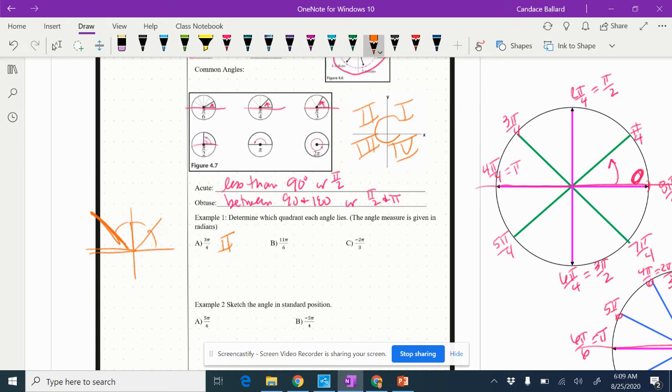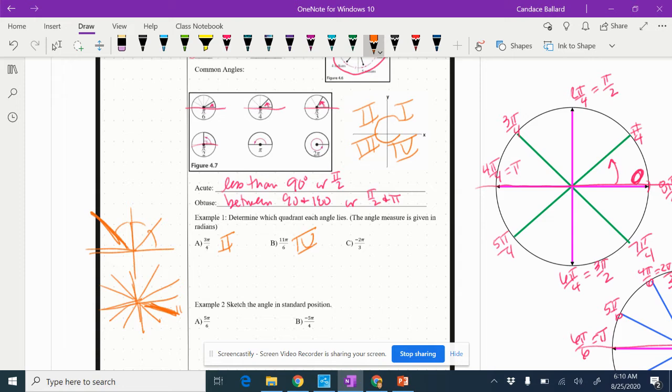I'll draw it out one more time. So 11 pi over 6. So 11, I got to divide the top half into 6. So 1, 2, 3, 4, 5, 6. Not done yet. 7, 8, 9, 10, 11. So I know that 11 pi over 6 would be right here in the fourth quadrant.